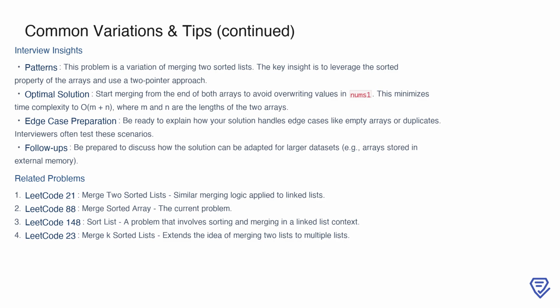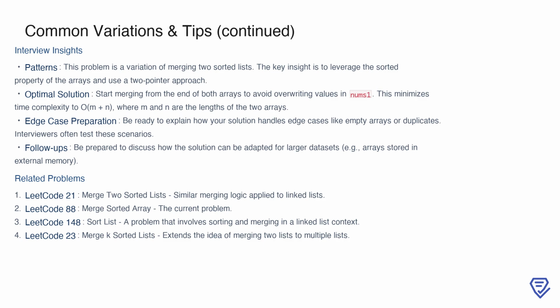Now, let's focus on what insights you should keep in mind during an interview. The merge sorted array problem is a variation of merging two sorted lists, so recognizing the pattern and applying a two-pointer approach is key. The optimal solution involves merging from the end of both arrays, which prevents overwriting values in nums1 and ensures an efficient O(m plus n) time complexity. It's also important to be prepared to discuss edge cases, such as how your solution handles empty arrays or duplicates, as interviewers often test for robustness in these scenarios.